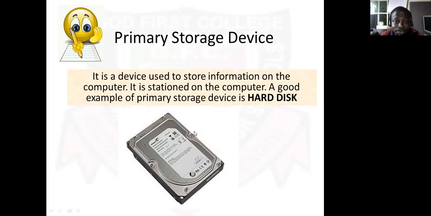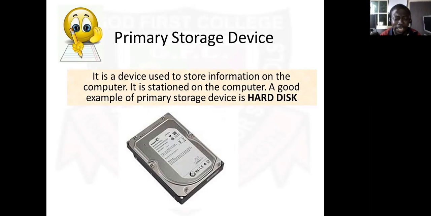The hard disk. I told you the other time that whatever thing you save on the computer is saved inside the hard disk. And the hard disk is very, very delicate. Because if you don't shut down your computer properly, it's going to be damaging the hard disk gradually until eventually it packs up.